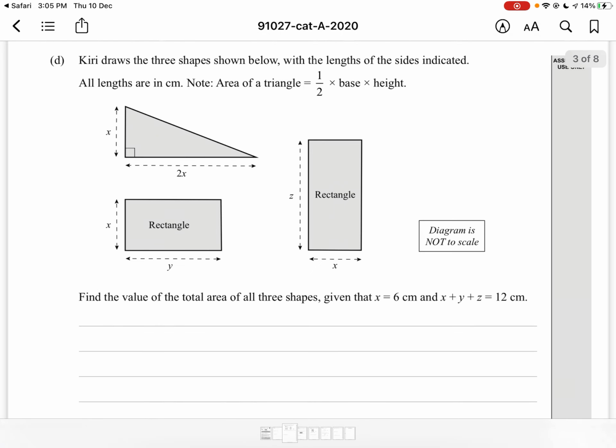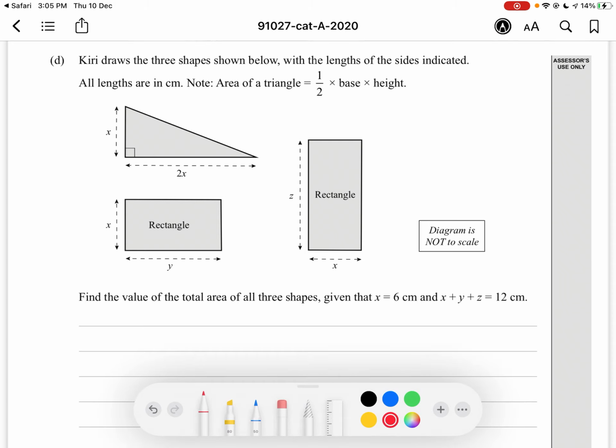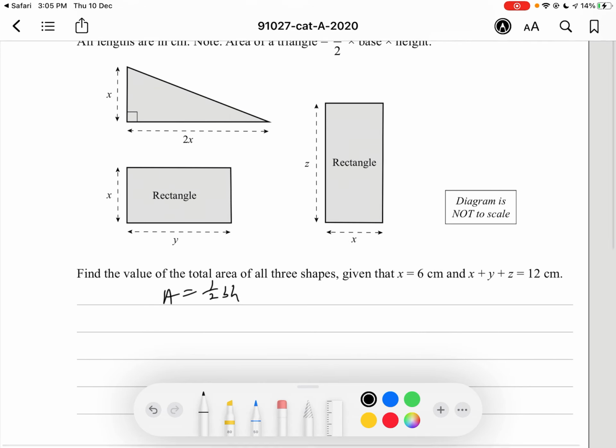Question D, Curie draws the three shapes shown below with the lengths of the sides indicated. All lengths are in centimeters, and we know that the area of a triangle was half base times height. Okay, so let's just write out a formula for the area. So we know area is half base times height. So let's write the total area in terms of all of these variables together.